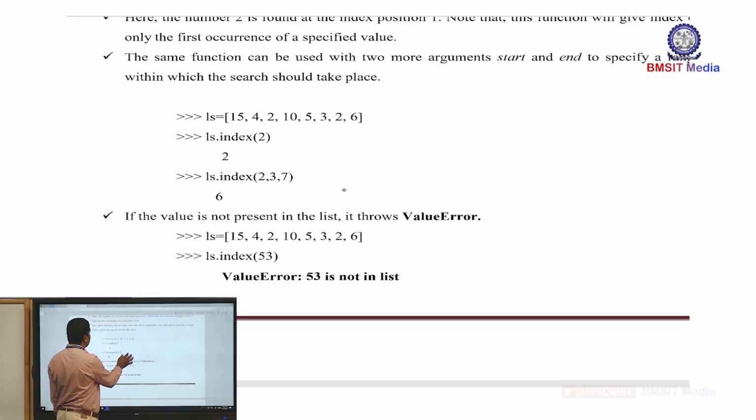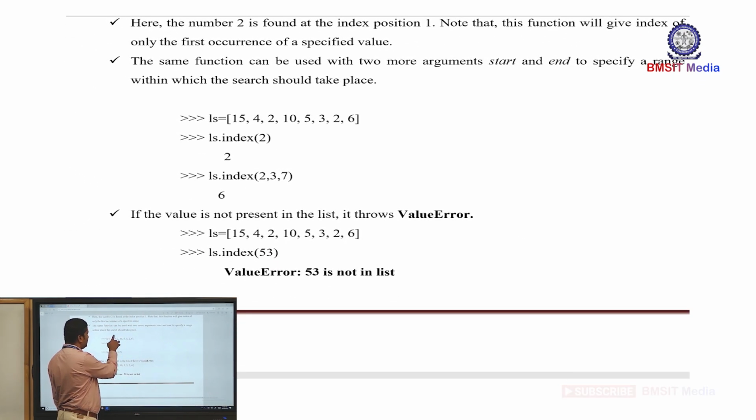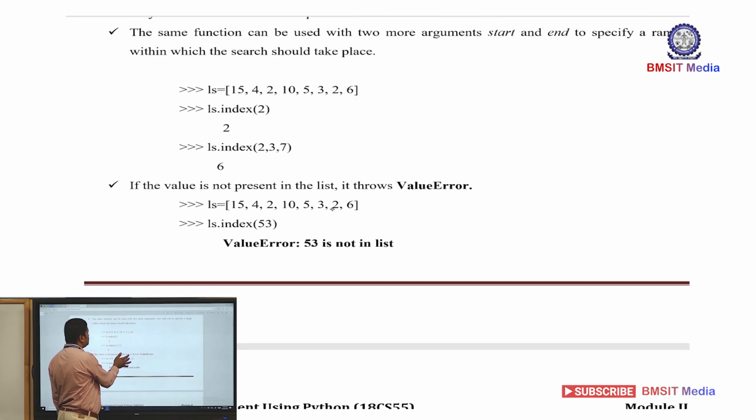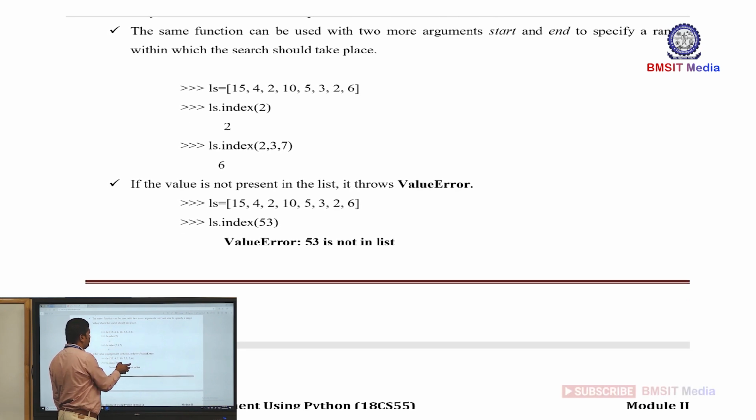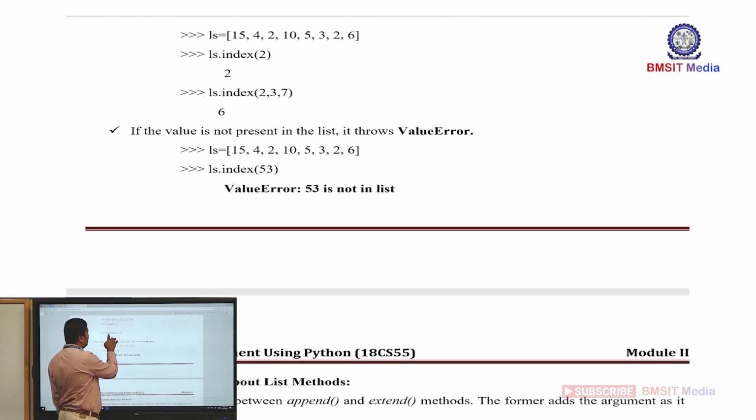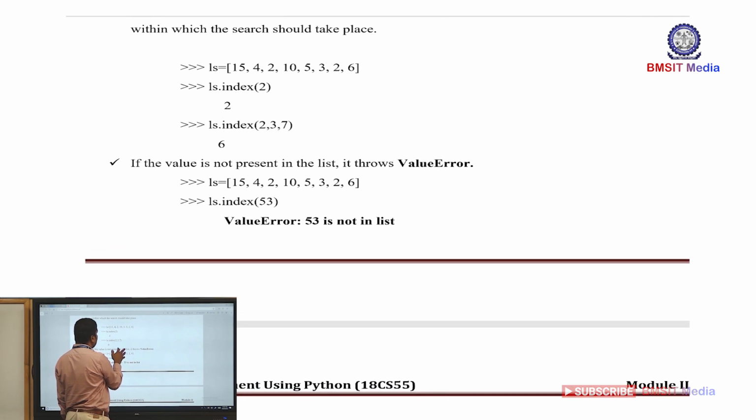Now suppose I use 15, 4, 2. Here the index of 2 is 2 because it is found at the second location. So that is why it will return the value as 2. Next, ls.index of 2 comma 3 comma 7 I have given, right? So here what happens? It will return the index of 6.